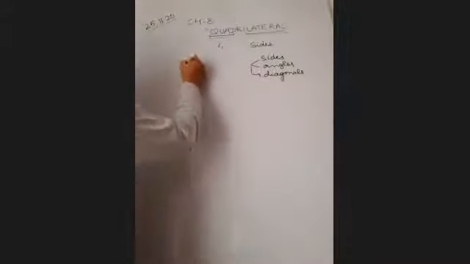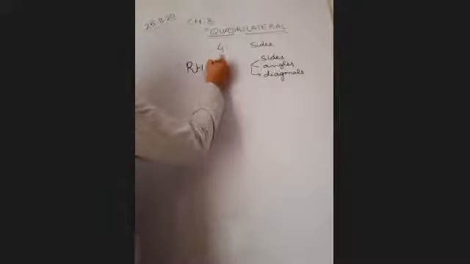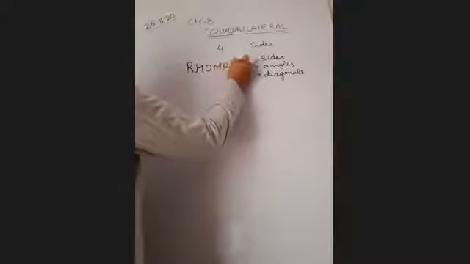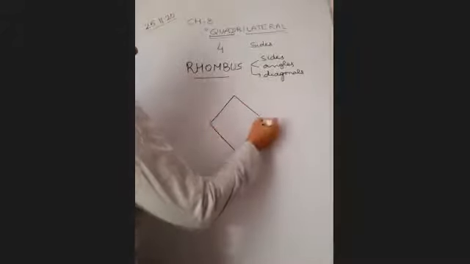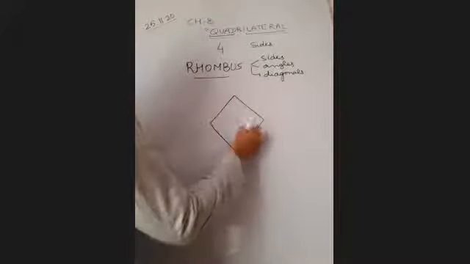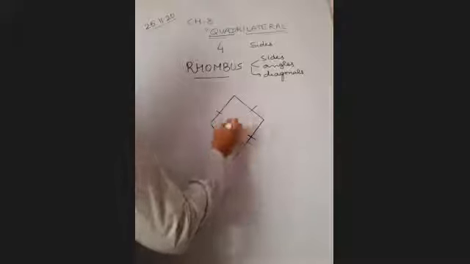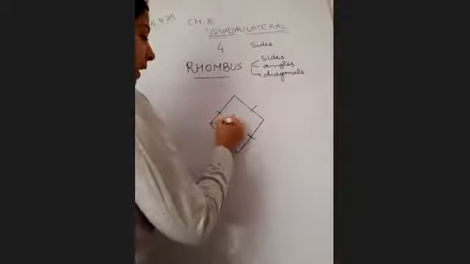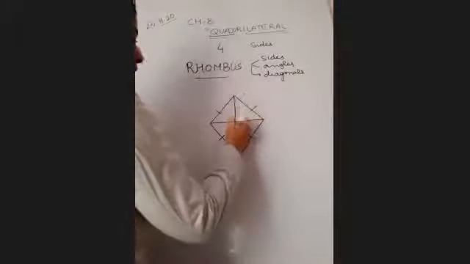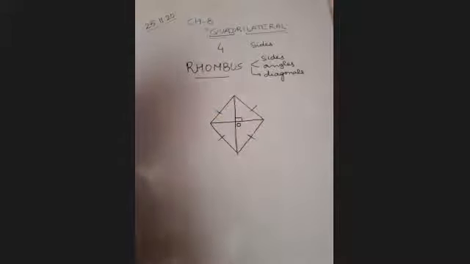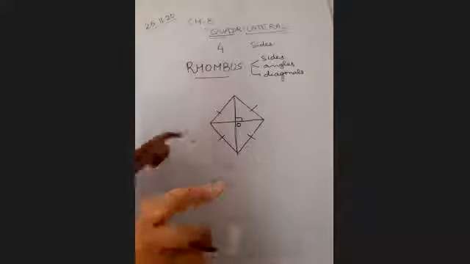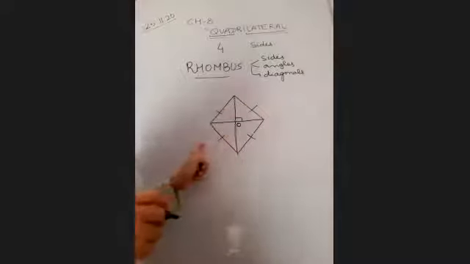Now rhombus. Children, rhombus के लिए आपको property क्या देखनी है? In rhombus, all sides are equal. चारों sides equal होती हैं. Diagonals are not equal, but they bisect at 90 degree. ठीक है?